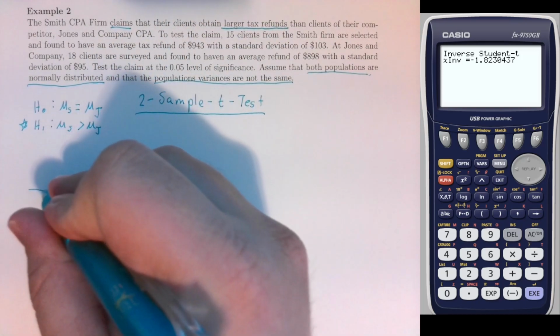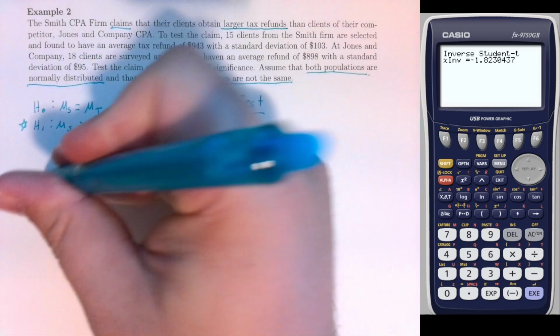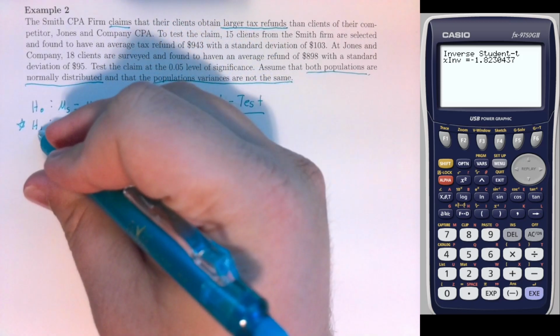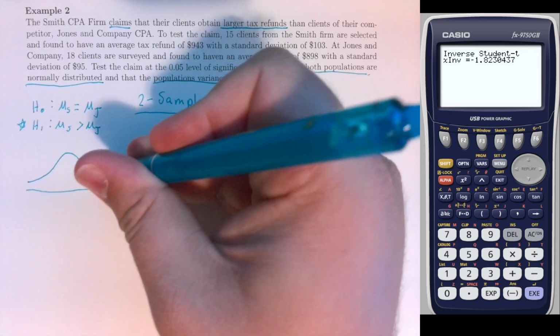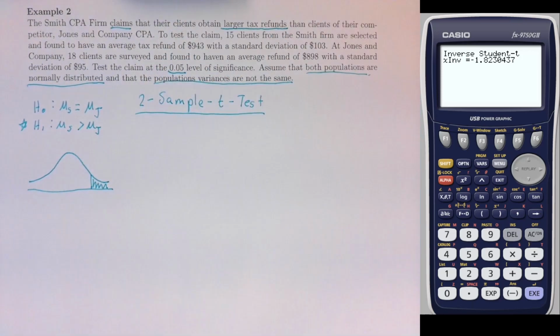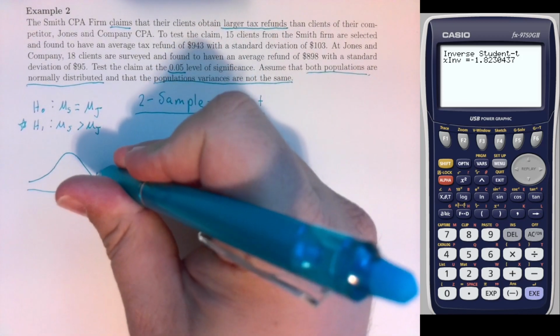Next, draw a picture. Since it's a t-test, it's going to be a t-distribution. And since the alternative is greater than, it's going to be a right-tailed test with the area equal to alpha, or the level of significance, which is 0.05.